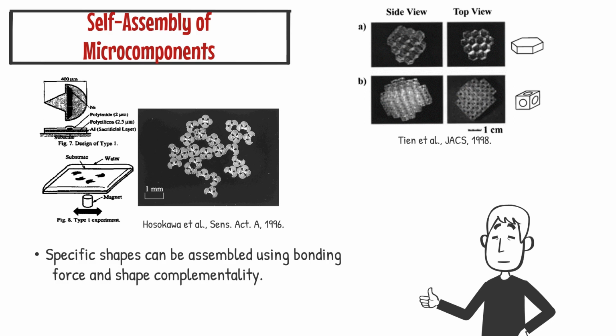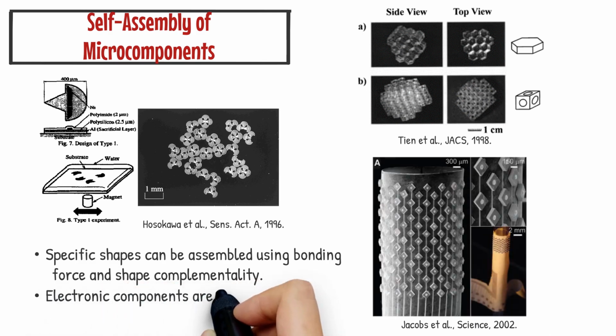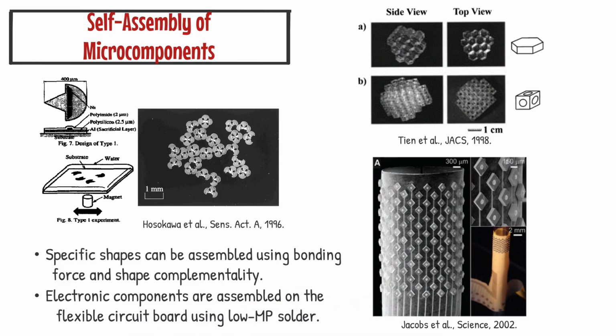The most practical example is a technology that uses low melting point solder as an adhesive to automatically place electronic elements on a substrate. In this example, they demonstrated that it is possible to manufacture light-emitting circuits by arranging LED elements in an orderly manner on a flexible substrate.